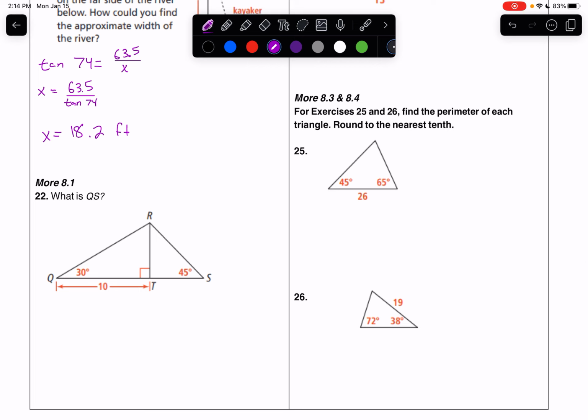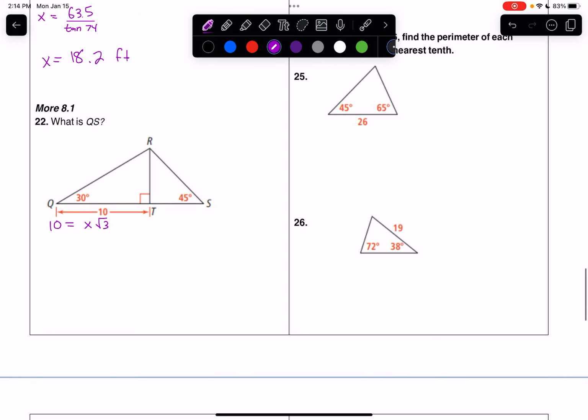Number 22, what is QS? This goes all the way back to knowing about the special right triangles, because this has a 30, 60, 90 right triangle and a 45, 45, 90 right triangle in it. If I have a 30, 60, 90 right triangle and I have a 10 right here, that means that 10 is the side length of the triangle that we would usually call x root 3. It's the longer leg of this 30, 60, 90 triangle. And if 10 is the side we usually call x root 3, then I can divide both sides by the square root of 3.